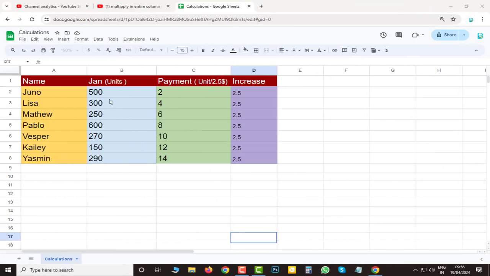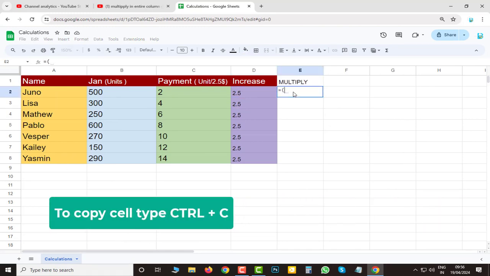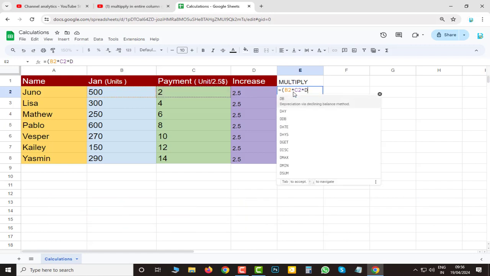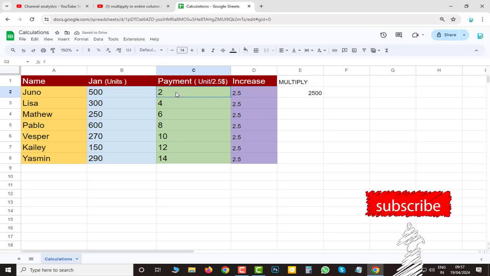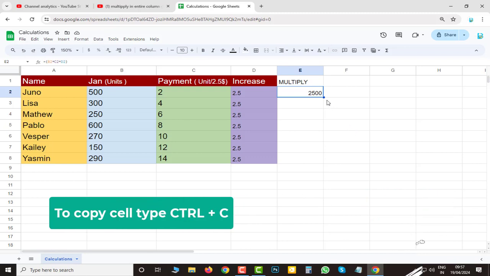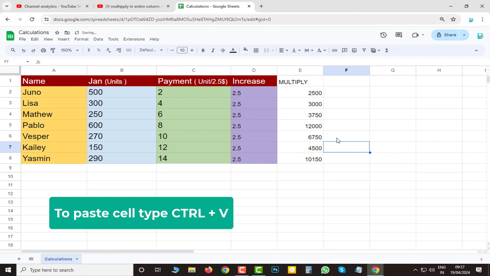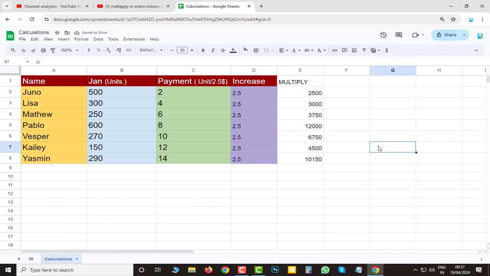Now to multiply more than 2 cells, for example, let's take these 3 cells. We need to type equals to open parenthesis B2 asterisk sign C2 asterisk sign D2 close parenthesis. And done, we have the 3 cells multiplied. Next, to get same multiplied cells result, we need to copy the cell and paste it in all these other cells. And done, here, we have all the multiplied cell results, for the 3 together.